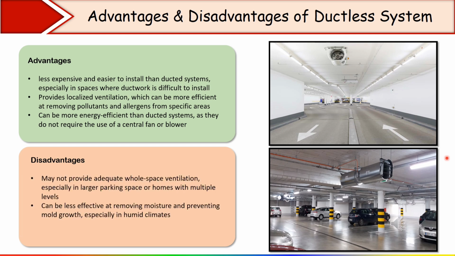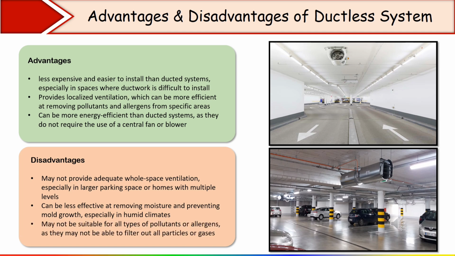What are those? First, it is written that this system may not provide adequate whole space ventilation. Suppose we have installed one jet fan here, so we have to maintain some distance from jet fan to jet fan. How much distance we have to maintain and where we have to install, for that we have a separate topic, don't worry about that, I will show you at that time. So the disadvantage is that it may not provide adequate whole space ventilation, especially in a large parking space or home with multiple levels.